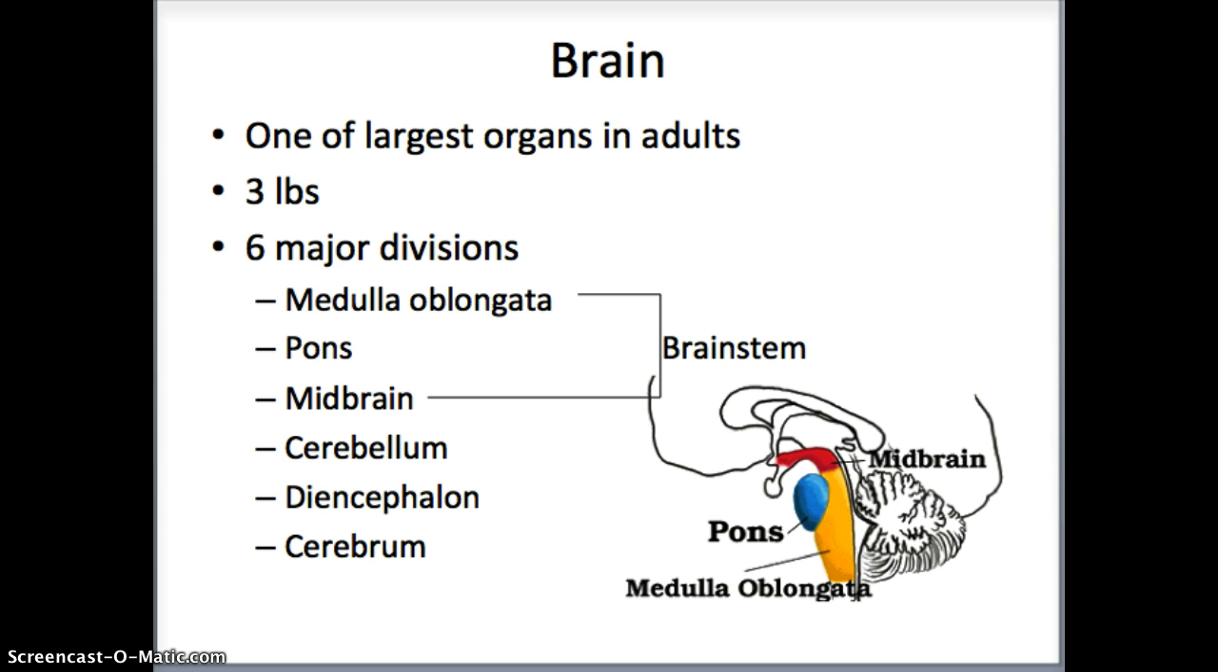Alright, so the brain is one of the largest organs in adults, approximately 3 pounds, but that will change from person to person. And the major divisions are the brainstem, which has the medulla oblongata, pons, midbrain, cerebellum, diencephalon, and the cerebrum. So during brain development, it starts as a single neural tube, which becomes your entire central nervous system. That tube will divide into 5 parts.